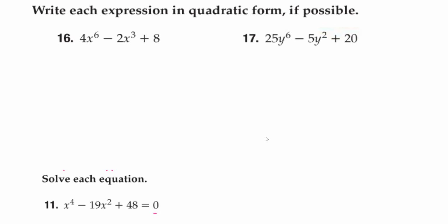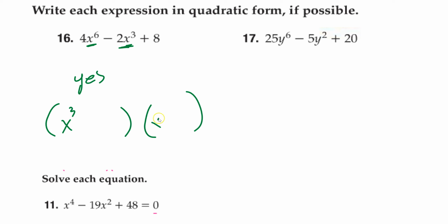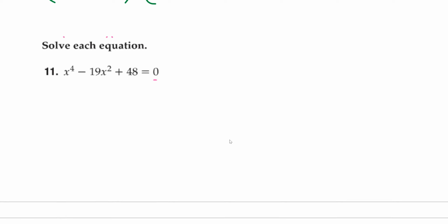So this first part just wants to know are these in quadratic form, yes or no? Well, look at this one. That is half of that, so yes, that's quadratic form. I can in theory factor this. It'll be like x cubed and x cubed. This one, no, it's not. This is not half of that, so no, right? There's no way I can multiply the same thing twice to get that. So that's quadratic form. Now let's use it to solve some problems.